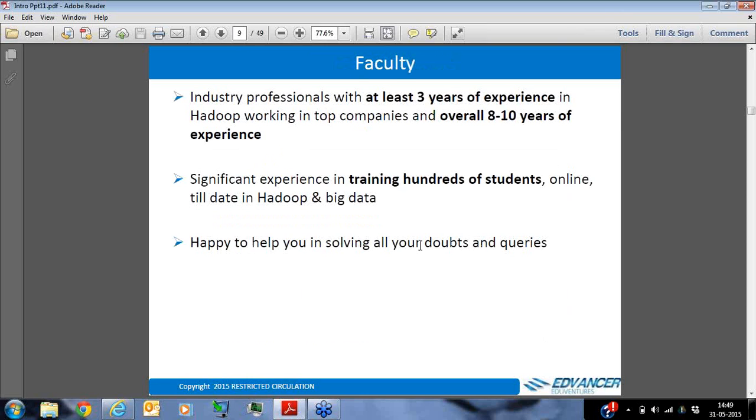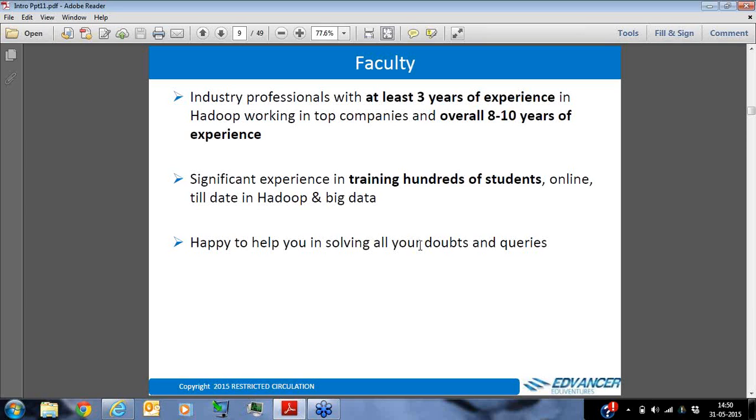Who are the faculty for this course? Well, the faculty are industry professionals who have at least 3 years of experience in Hadoop. They are working in top companies, and overall, they have 8 to 10 years of experience in terms of software engineering or software development or programming, etc. They have significant experience in training hundreds of students online till date in Hadoop and big data, and they are absolutely happy to help you in solving all your doubts and queries whenever you like.